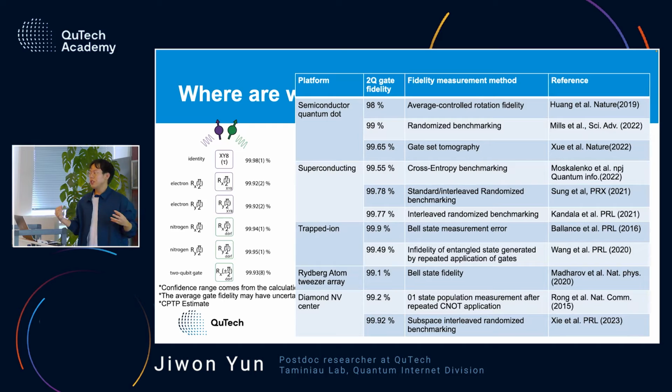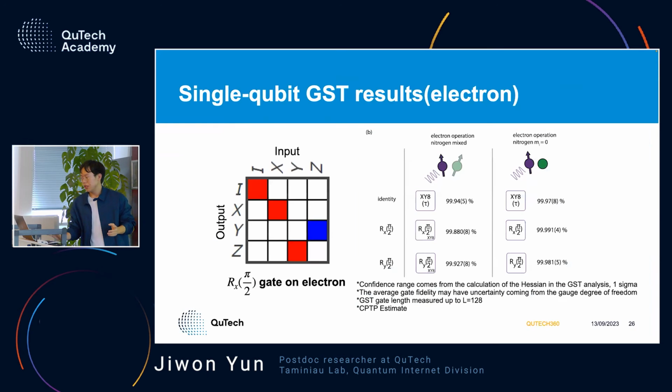And then we wanted to push this result a bit more. This is for the full two-qubit space, but for certain conditions, we can also prepare one of the qubits in an eigenstate. And then for a single-qubit gate, we might be able to push the numbers a bit further. So we tried that. For the electron gate case, if we prepare the nitrogen in an eigenstate and then do a single-qubit GST on the electron, we see that we can already boost the numbers up to 99.99 or 99.98, which is already higher than what we see for two-qubit gate fidelities.